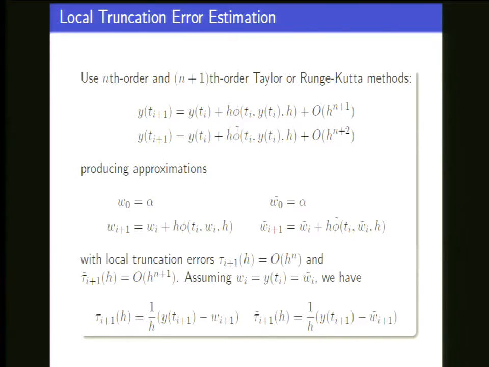Here's in words what we do. Estimate tau by taking the step, from t_i to t_{i+1}, with two methods of different order.